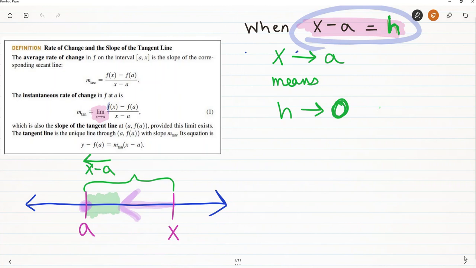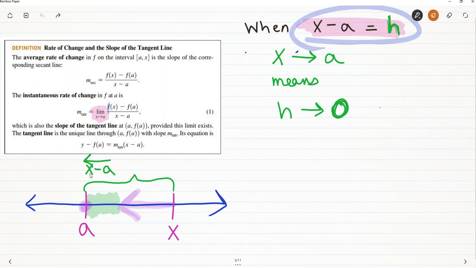So here we have the first definition. We're going to say that the slope of a tangent line at a point a to a function f is the limit as x gets closer and closer to a of f of x minus f of a over x minus a. When we say that x is getting closer and closer to a, what we're saying is that this distance between x and a, which we could describe as the difference x minus a, is getting closer and closer to 0.